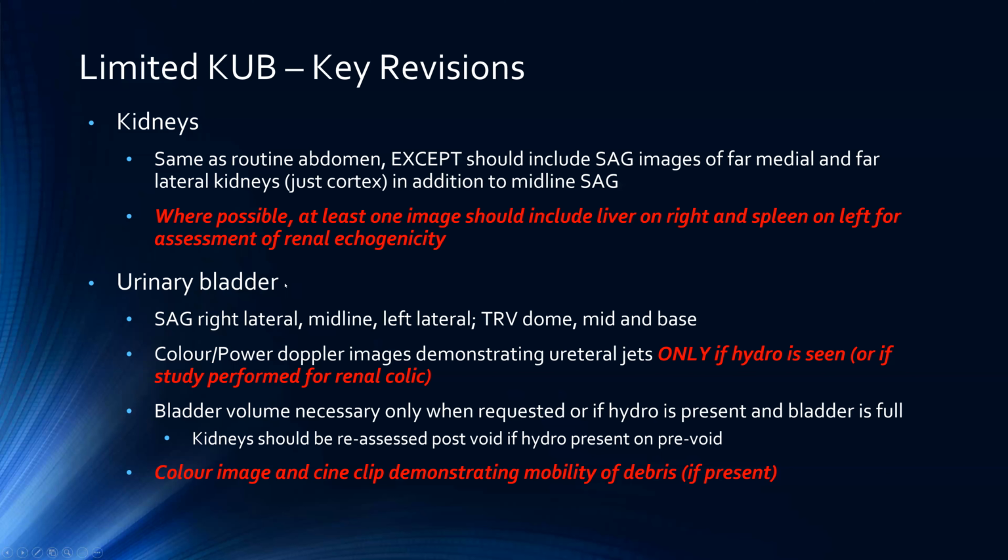And then in terms of the urinary bladder, again, nothing groundbreaking. Sagittal images of the far right lateral, midline and left lateral, transverse, dome, mid, and base. Really, in terms of the Doppler images to show ureteral jets, I don't think this needs to be done routinely, only if hydro is seen or if the study is being done for investigation of renal colic.